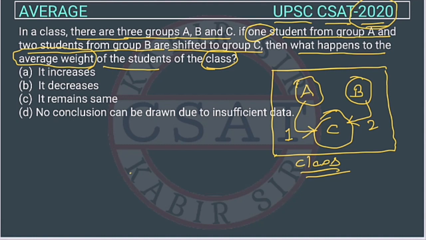So surely the average weight of group A, group B, and group C will change if we are calculating the individual weight of these groups, right? This is not class. Okay, so class is one only. In this, they have three groups. So if we are calculating the average weight of the whole class, it will remain the same, right?